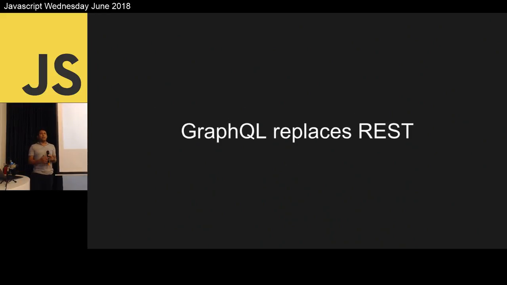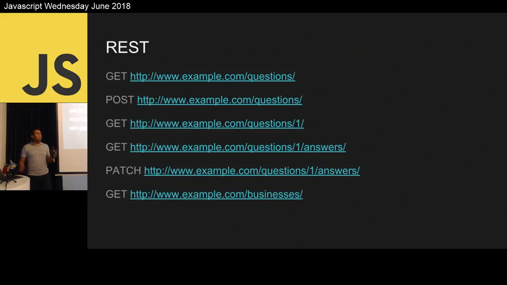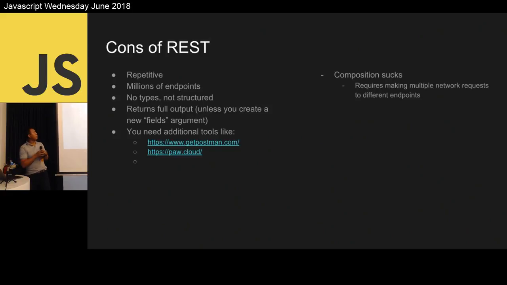So what is GraphQL? GraphQL replaces REST. And it's actually not JavaScript specific. So much like in REST, where REST is the old way, you hit different endpoints. You have a method, you hit get on, say, questions, or you hit questions-1, or answers, or businesses. That is REST. And I've always hated composing a page from multiple REST endpoints, because one, you have to make several, it gets repetitive. There's possibly millions of endpoints.